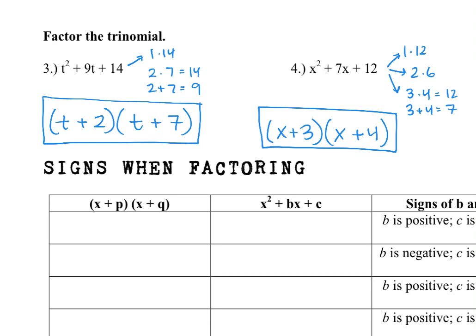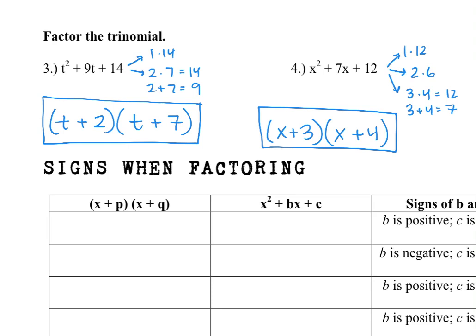Notice that I started by finding factor pairs of that last number. So on number 3, 2 and 7 multiply to 14 and add to 9. So I know that my answer needs to be t plus 2 times t plus 7. Let me point out to you real quick a common mistake people make.